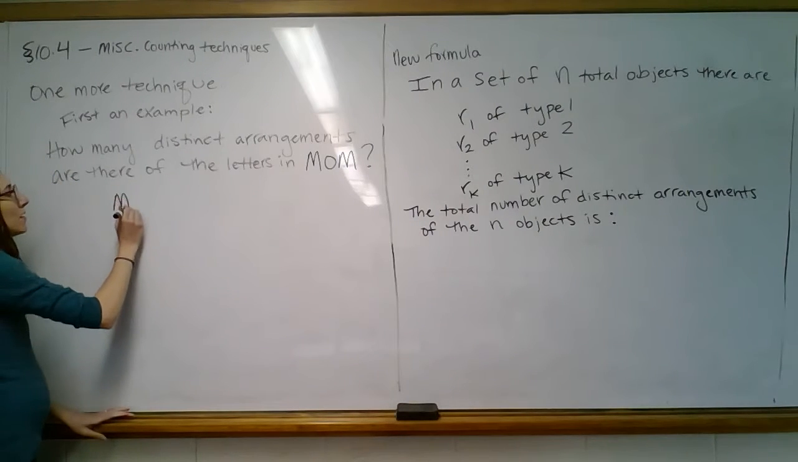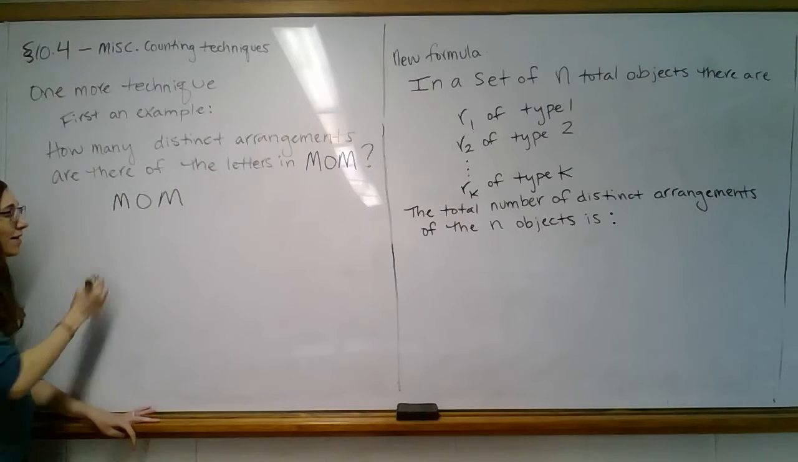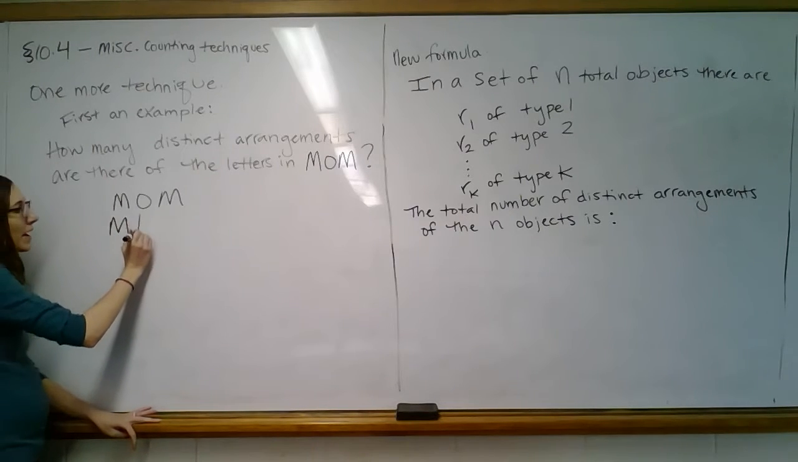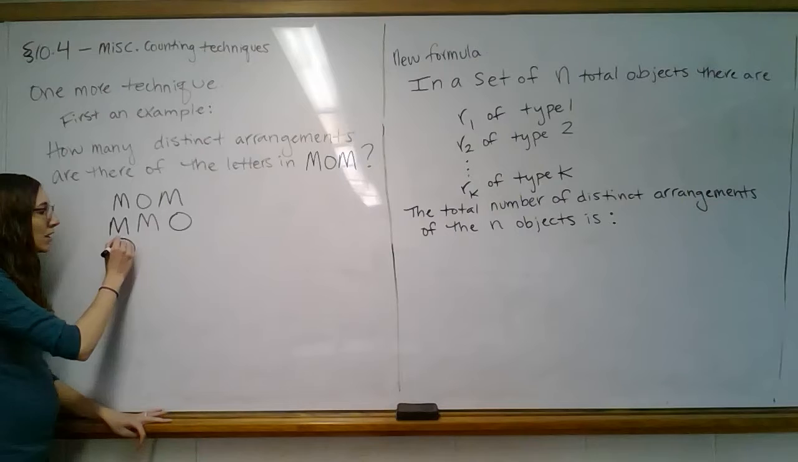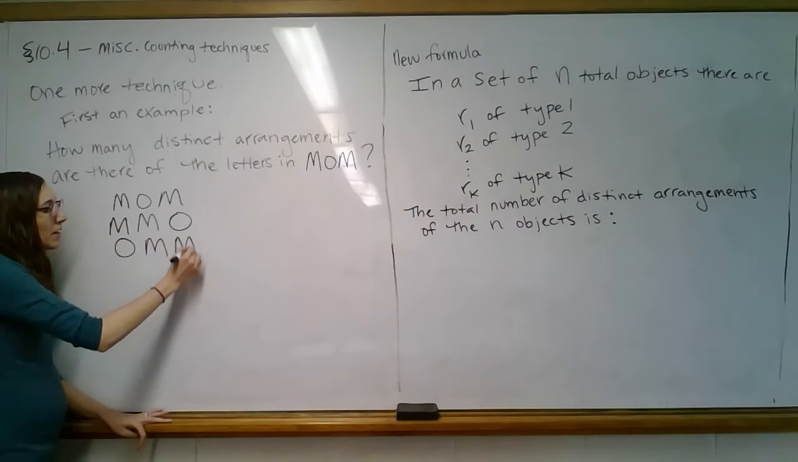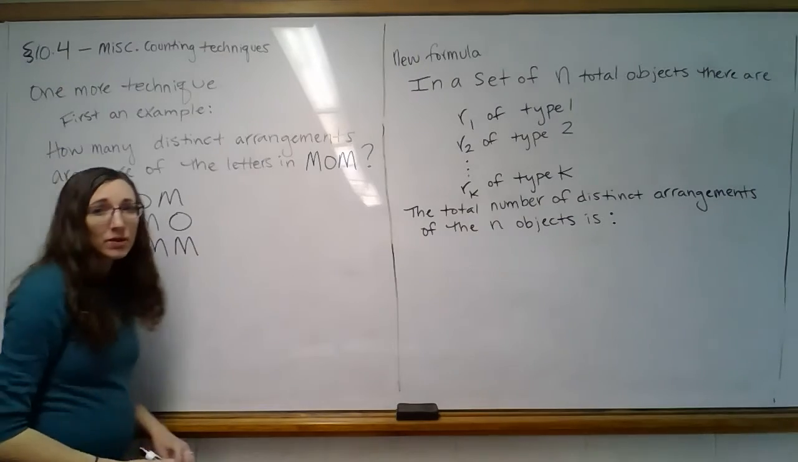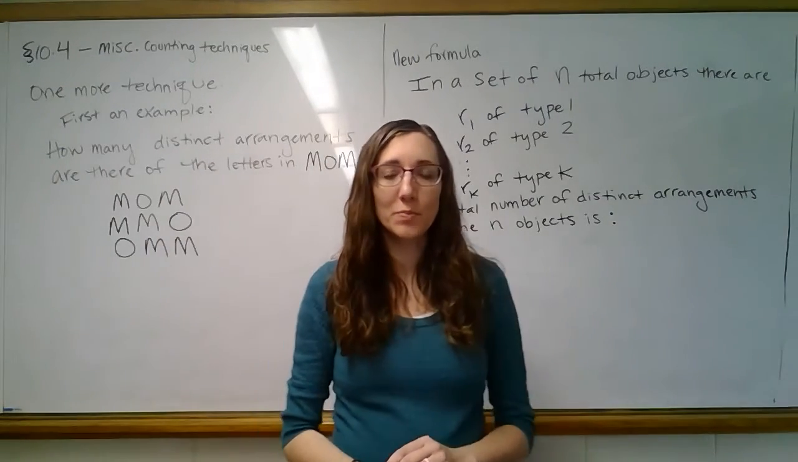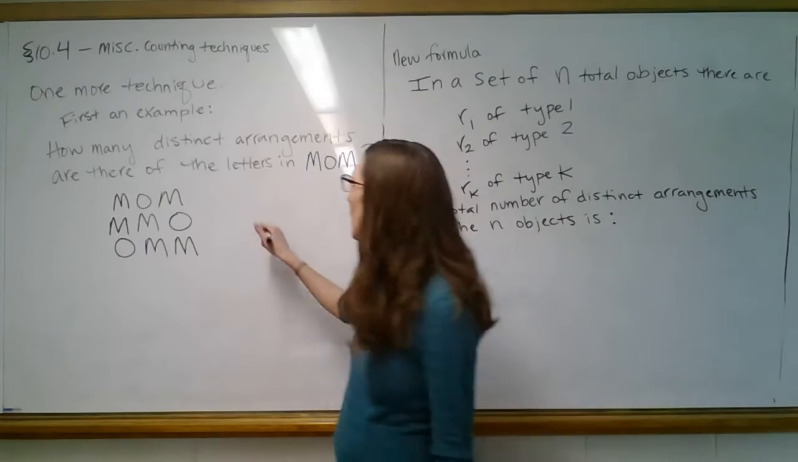Leave it as M-O-M. Another option, if we just think about it, well, we could do M followed by M followed by O, or we could put the O first, which then makes it M second. And if we think about all the different options, this is it. These are the only distinct options because those M's are identical. So we have three different ways.